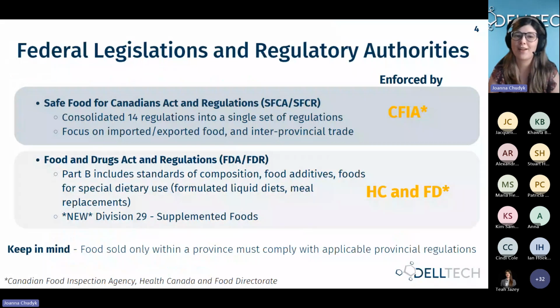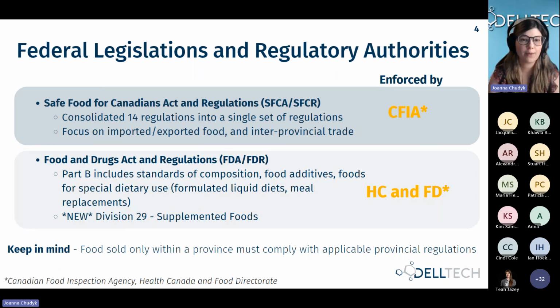So let's jump right into the nitty-gritty of today's presentation. There are two main acts and legislations that federally regulate food in Canada. There's the Safe Food for Canadians Act and Regulations and the Food and Drugs Act and Regulations. The Safe Food for Canadians Act is enforced by the CFIA, or the Canadian Food Inspection Agency. And this is a very recent regulation that came into place only back in 2019.